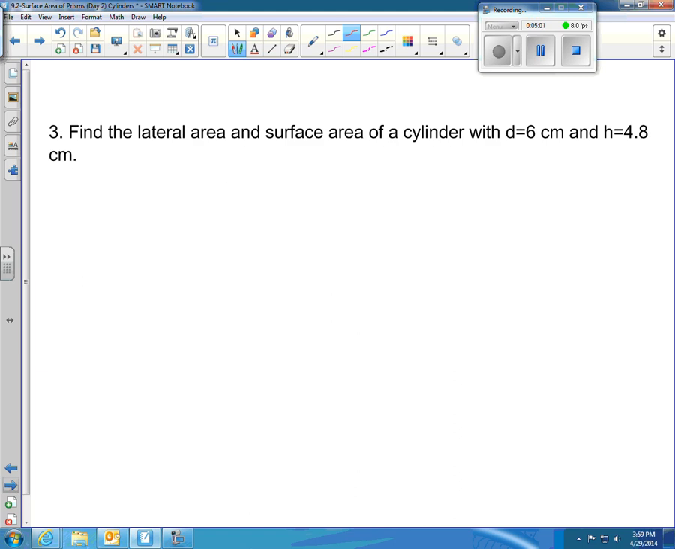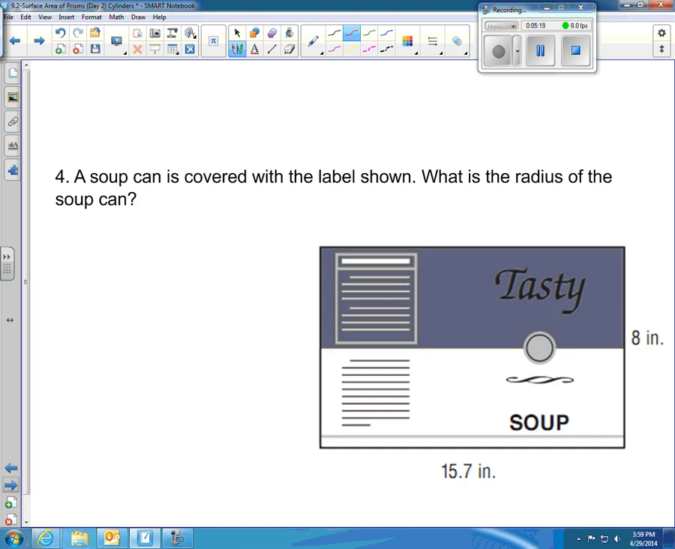All right, so 3 says find the lateral area and the surface area of a cylinder with a diameter of 6 and a height of 4.8. So if the diameter is 6, how much is the radius? Good, 3 centimeters. So I'm going to leave you guys problem 3 to do. It'll be on your Schoology quiz. Make sure you're taking it. And 4, our last one here. So short and sweet today because yesterday's was a little bit longer.